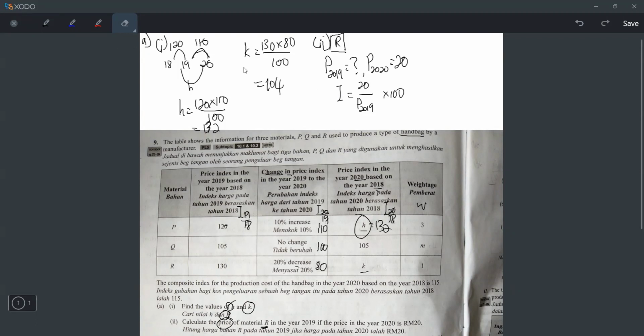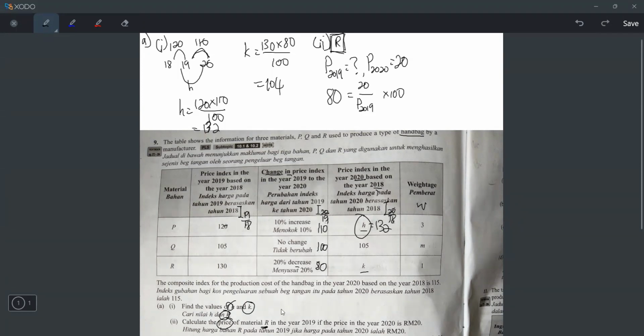So what's the I for 2020 over 2019? So isn't it 80 here? The one I bulatkan now, 20 over 19. But I cannot take 110. I cannot take 100. I have to take 80. Why? Because we're talking about R ma. So because we are R, have to take the R lah. So 80. So we don't simply take all of this.